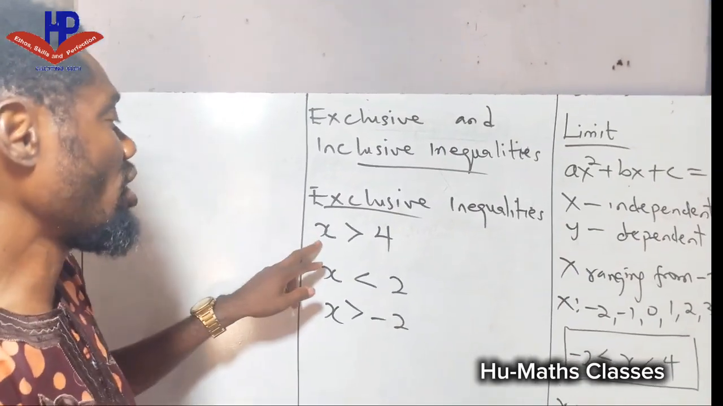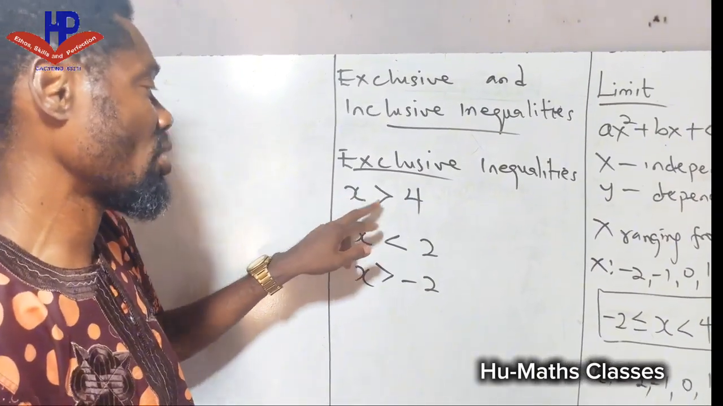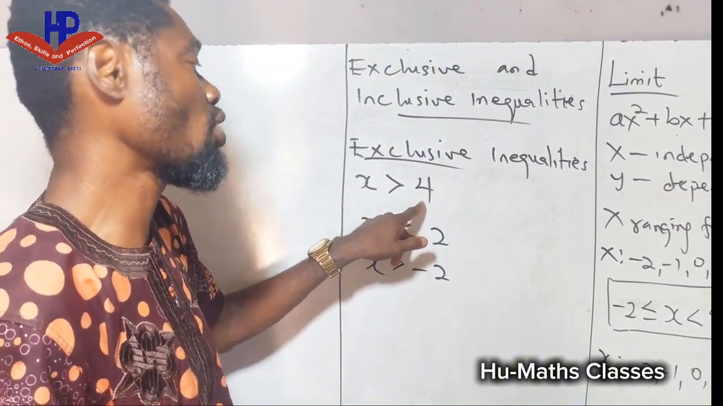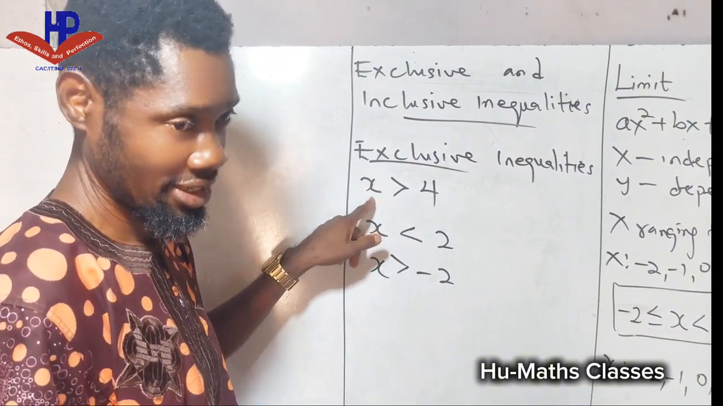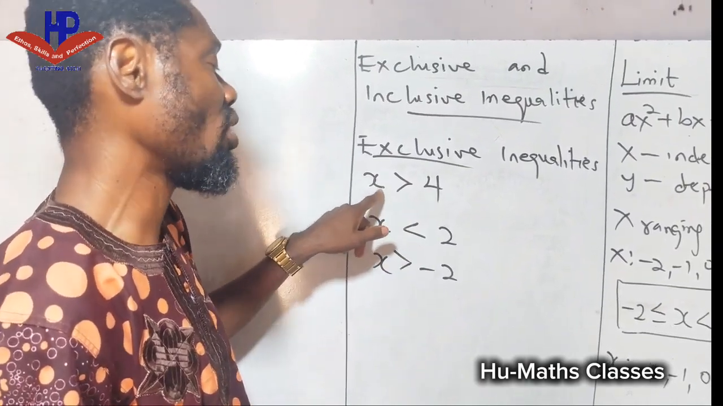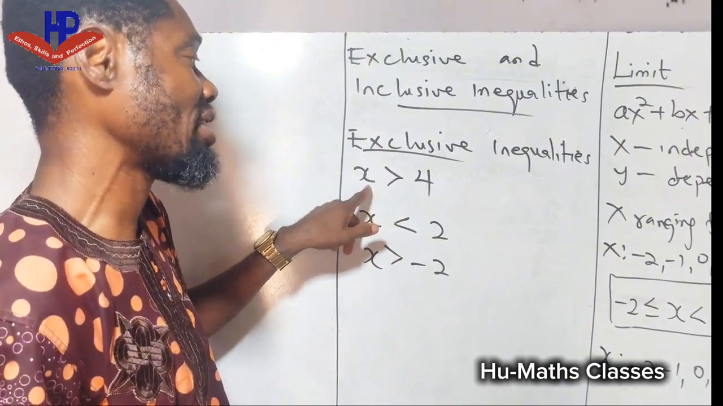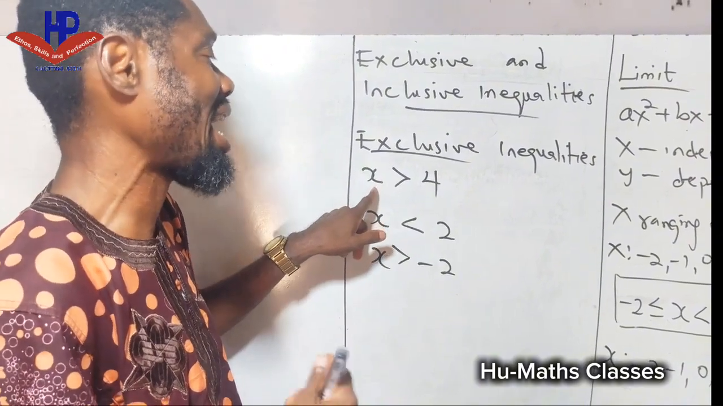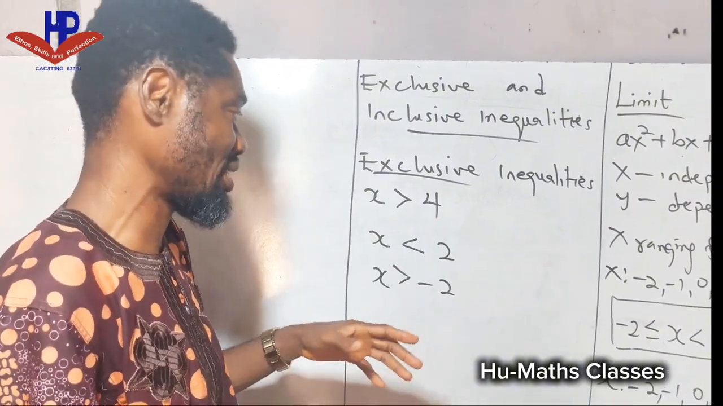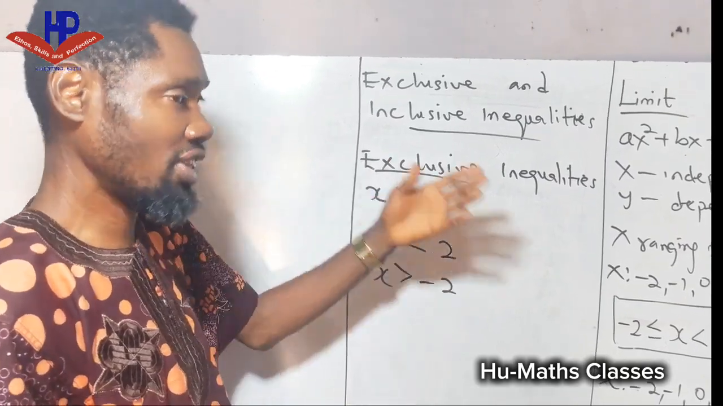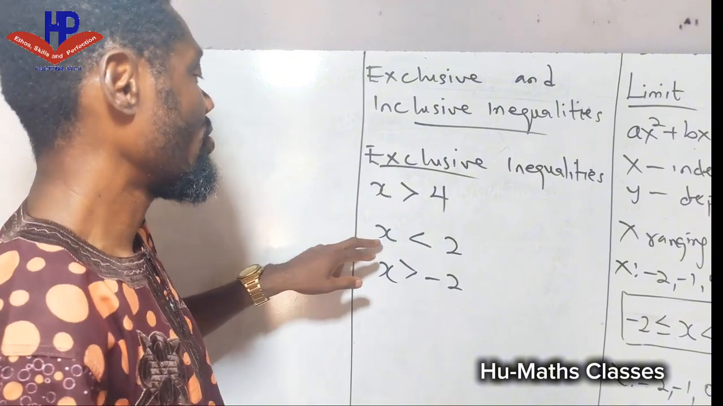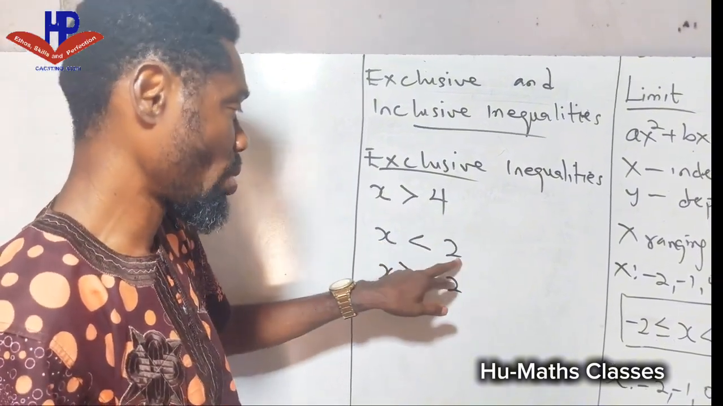Why? In the first inequality here, x is greater than 4 shows that 4 is not a member of x. That is why x is greater than 4. So the numbers or the elements or the values of x will start from numbers that are more than 4. That could be, when we are looking at the whole number system, 5, 6, 7, 8, 9, 10.